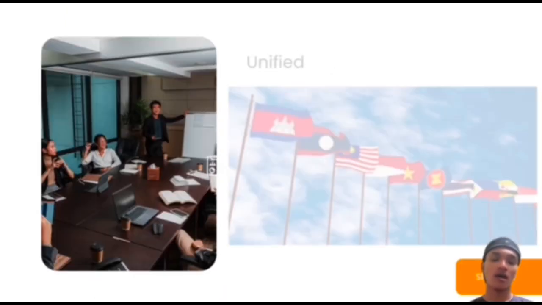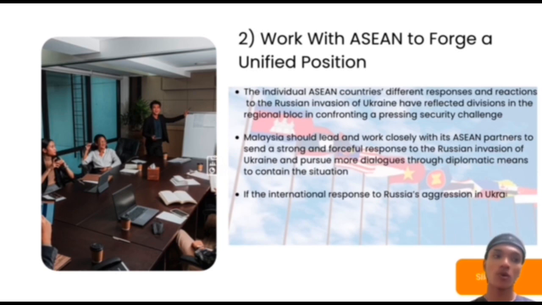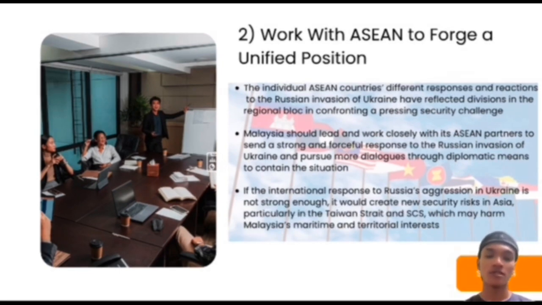Okay, next. My second point is to work with ASEAN to forge a unified position. This is because the individual ASEAN countries' different responses and reactions to the Russian invasion of Ukraine have reflected division in the regional bloc in confronting a pressing security challenge. So, for me, Malaysia should lead and work closely with its ASEAN partners to send a strong and forceful response to the Russian invasion of Ukraine and pursue more dialogue through diplomatic means to contain the situation.